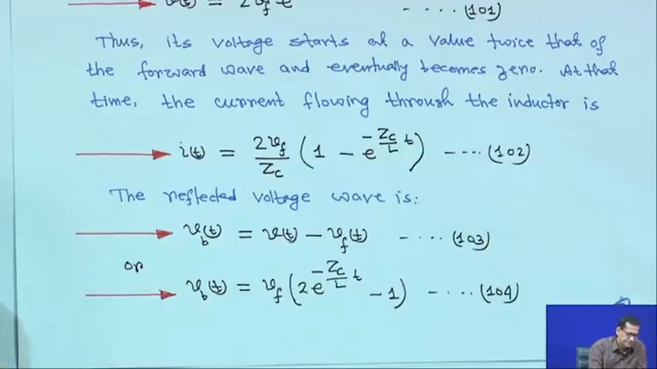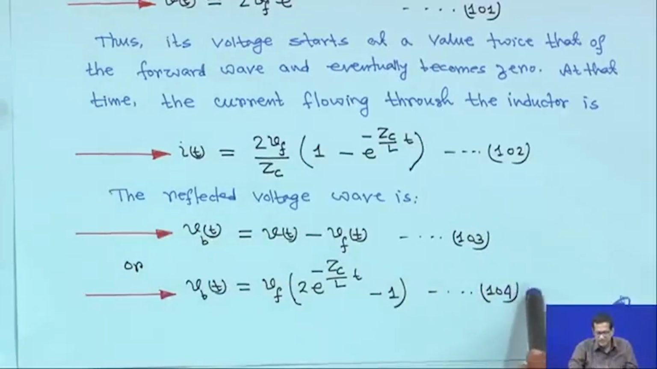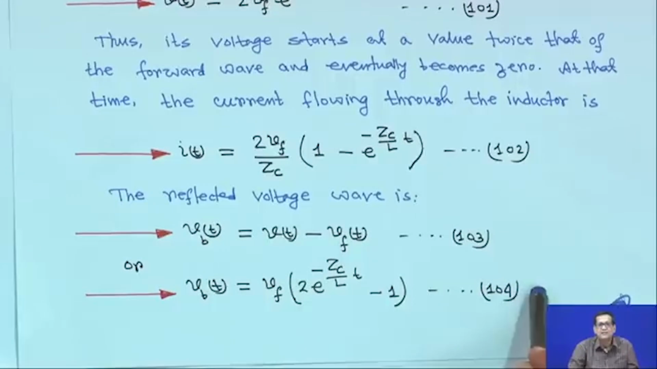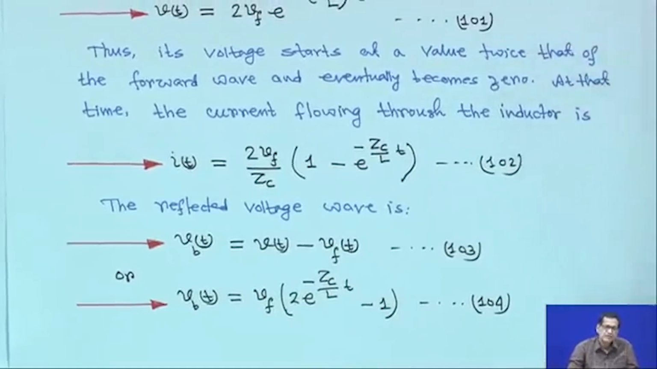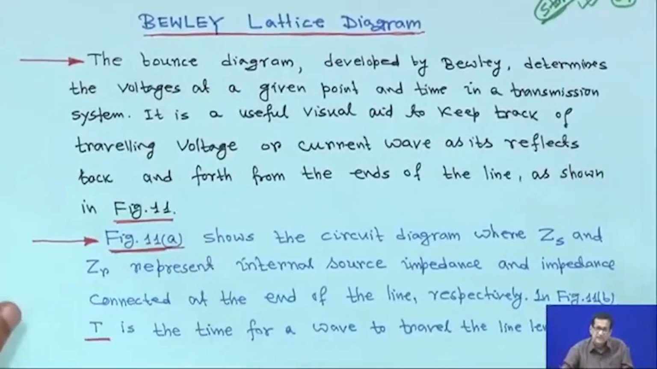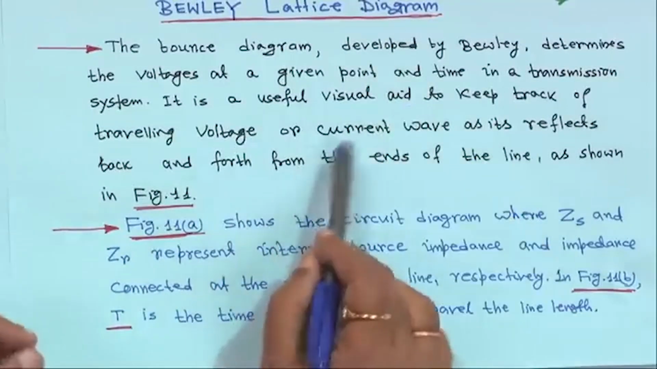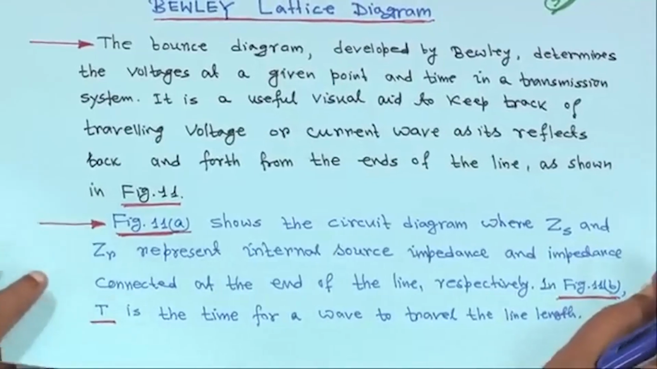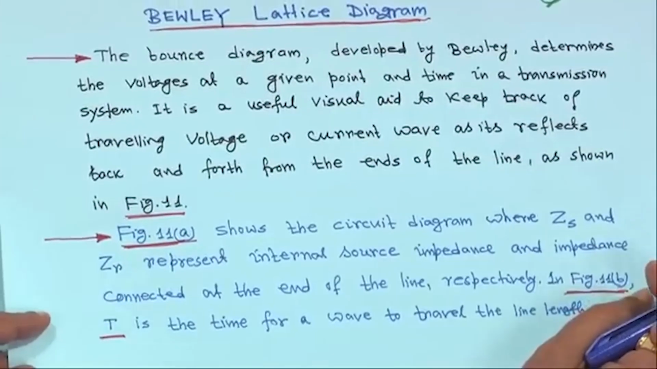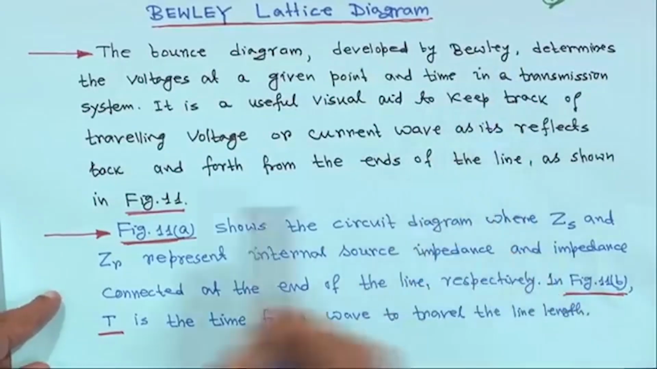Next is, so up to this, the travelling wave part is more or less okay. There is not much mathematics here, only a little bit of understanding, and the numericals are also quite easy, which you can easily solve. Now, the next one is the Bewley lattice diagram, the bounce diagram. I think it was given in 1951, so nearly 66 years back. It actually gives some ideas.